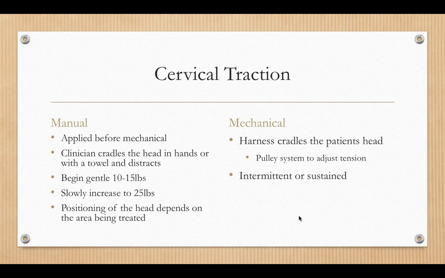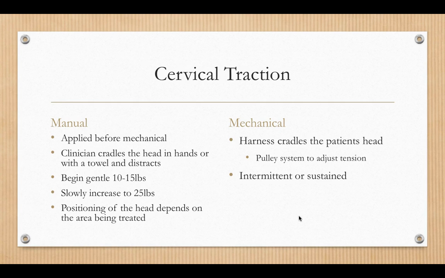Now, it is almost impossible to know exactly how much force you're applying manually. The max that we're able to do in the spine is going to be around 25 pounds. So if you do half of what you think your full pull would be, that's probably where our gentle position is.